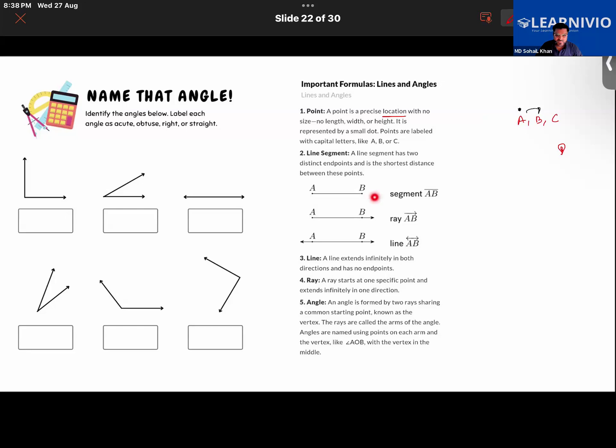Then we have learned about line segment. A line segment has two distinct end points. Like for example, this is a line segment, and this is how we write a line segment. While talking about the ray, a ray starts at one specific point, but it has no end point. It extends indefinitely.